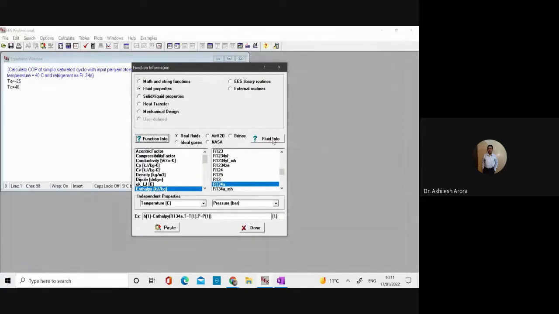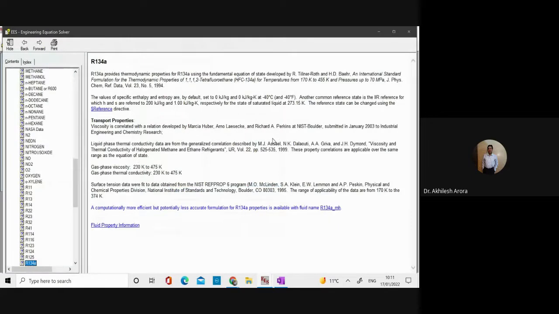Similarly, if I click here on the fluid information, you can know about the fluid from where they have calculated the properties. Okay, the research paper is mentioned here. Formulation for the thermodynamic properties of 1,1,1,2-tetrafluoroethane, HFC-134a, and what are the temperature ranges and pressure ranges corresponding to which the equation is valid.